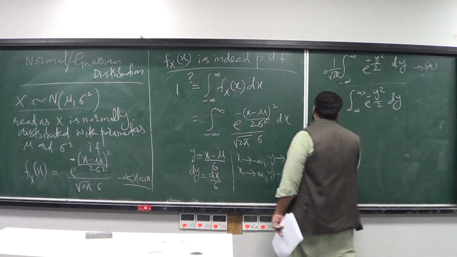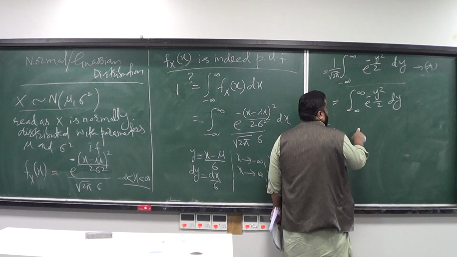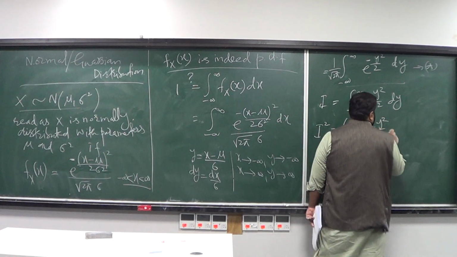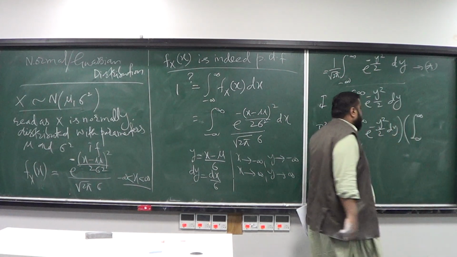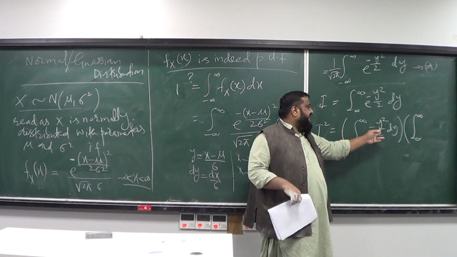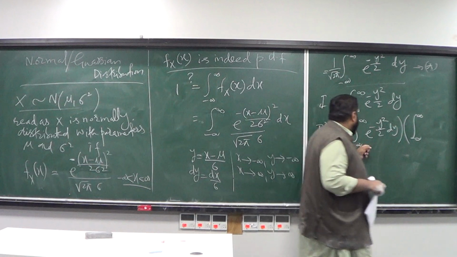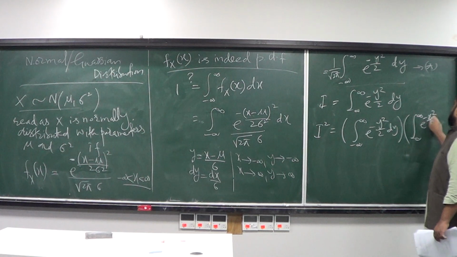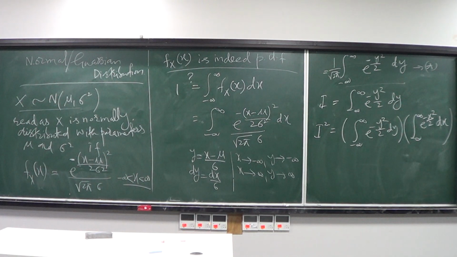So the trick to solve this integral is to consider the square of it. In other words, multiply I by I. So let me put I, which is the integral from minus infinity to infinity of e to the minus y square by 2 dy, times the integral from minus infinity to infinity. Since this is a definite integral, the variable doesn't matter, whether it is y or x doesn't matter. So the first integral I'm putting in terms of y, and the second integral I'm putting in terms of e to the minus x square by 2 and dx. Okay?